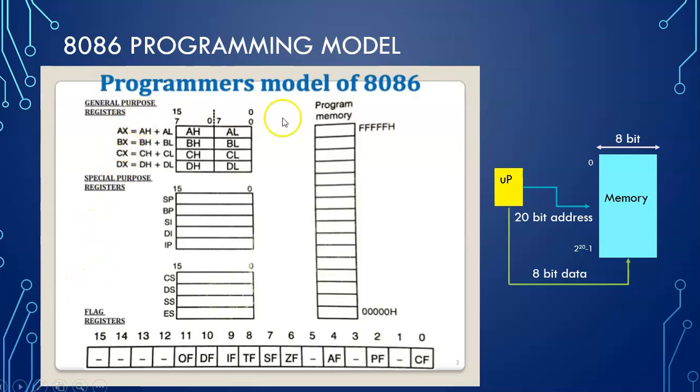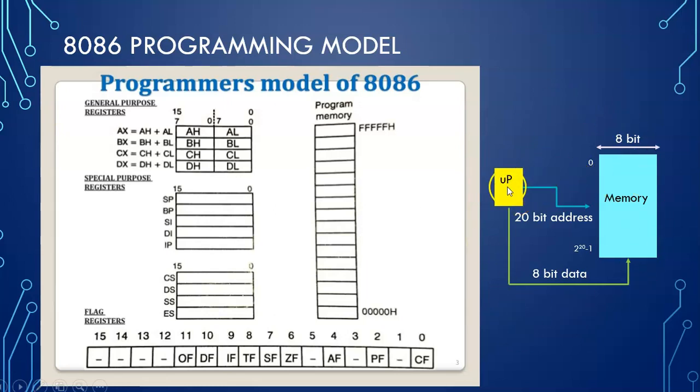Okay, as a programmer, you have to know the programming model of the 8086, because in programming we are concerned only with the memory and the registers. In programming, we just transfer data between CPU registers and memory. That's all. Okay, this is the general picture for microcomputer systems.